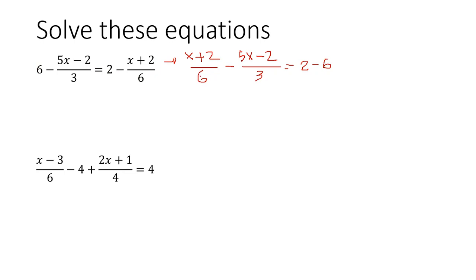Okay, look at the denominators, 6 and 3. We have to make these fractions have the same denominator. How do we make them the same? 3 must be multiplied by 2. If 3 times 2, this fraction is going to have the same denominator. How much? 6. All right, so this fraction is going to be multiplied by 2 over 2.